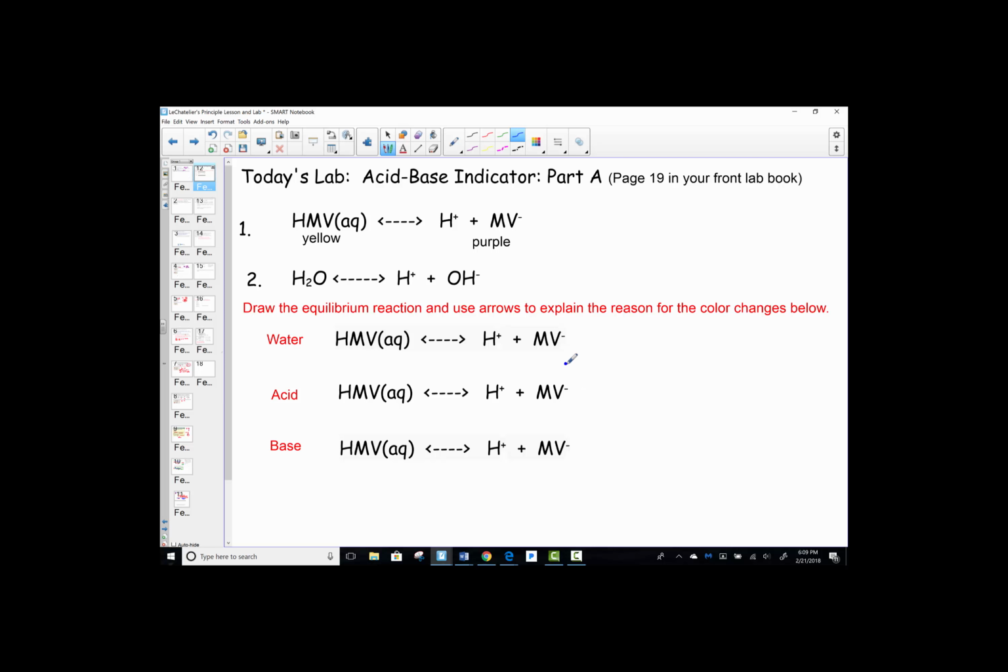What we're being asked to do in this particular series is to just keep adding a chemical, a stress, and watching what happens. And you know what side of the arrow you're on. If it's yellow, you're on the left side, and if it's purple, you know you're on the right side. So under part A where it says water, you're going to write this equation out. HMV aqueous in dynamic equilibrium with H plus and MV negative. Do it the same under acid. Rewrite the entire equation again, and under the base, you write it exactly like this for a third time.